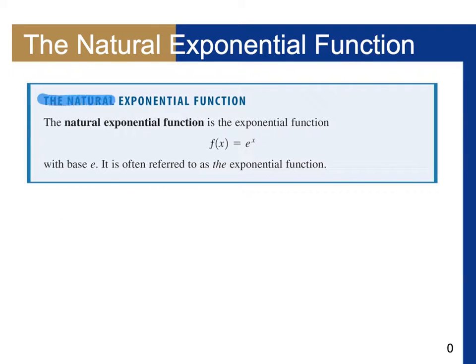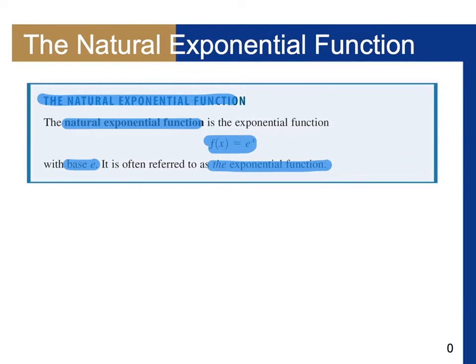The natural exponential function is just f of x equals e to the x, where e is that 2.71828, with base e. Sometimes we just call it the exponential function because it's the most common one that we use.